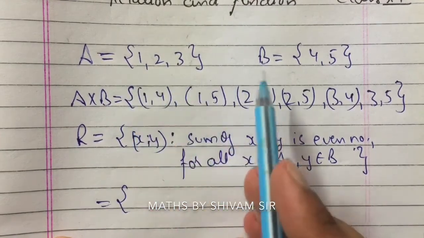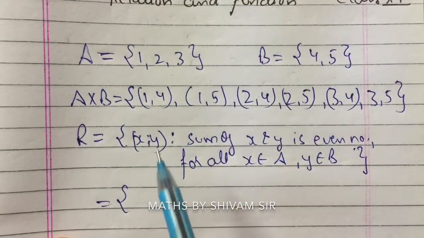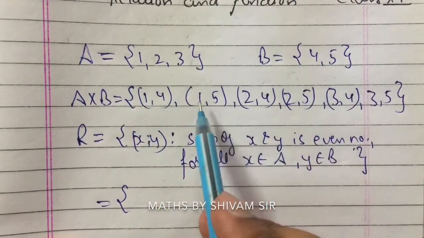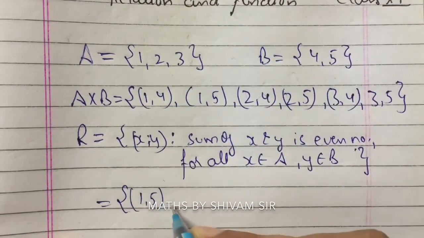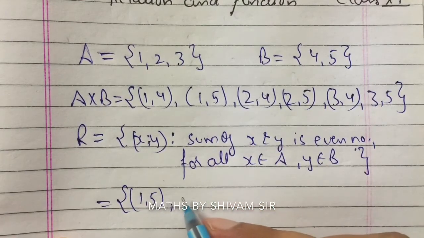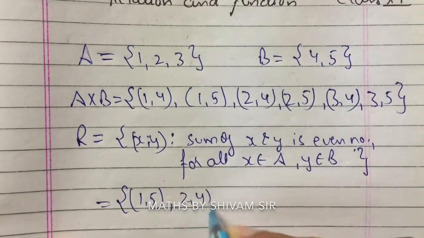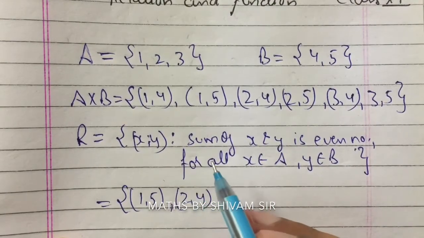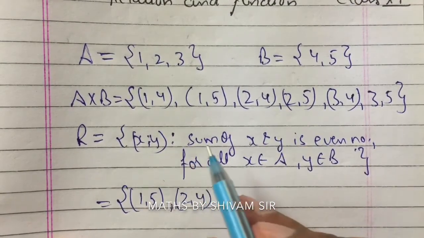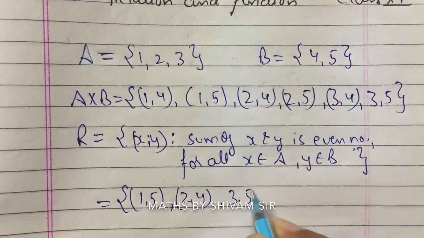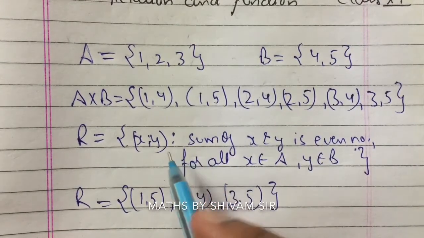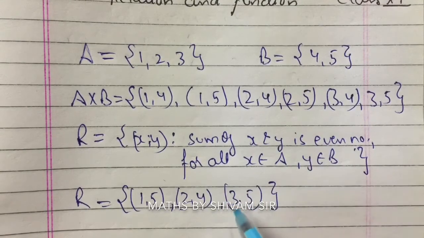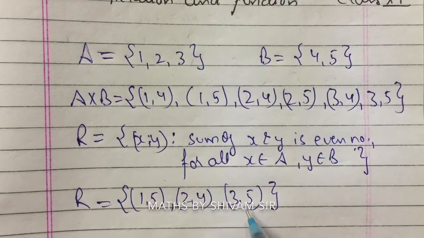1 plus 4 is 5, which is not even, so we cannot take it. (1, 5): the sum 1 plus 5 is 6, which is even, so we can take (1, 5). (2, 4): 2 plus 4 is 6, so (2, 4). (2, 5) we cannot take. (3, 4) we cannot take, since 3 plus 4 is 7. (3, 5): 3 plus 5 is 8, so (3, 5). So only these three elements satisfy the condition that the sum of x and y is an even number, for all x belongs to A and y belongs to B.